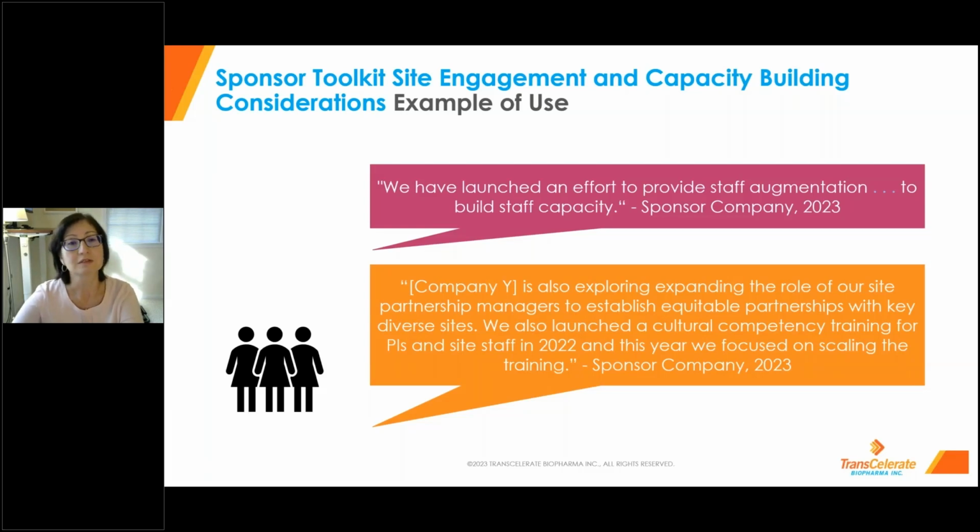From feedback that TransCelerate has received, there are organizations successfully using tools and actioning impactful strategies. This is actual feedback. The first company is moving forward to build staff capacity. And the second company is expanding a resource role to be able to partner with key diverse sites and keep those connections. They're also offering cultural competency training. This is really exciting. And this is what implementation actually looks like.